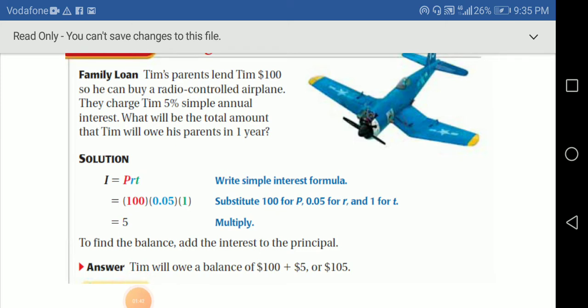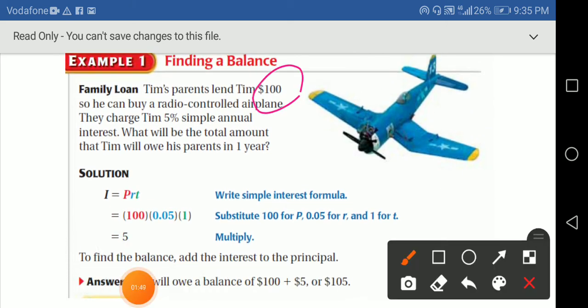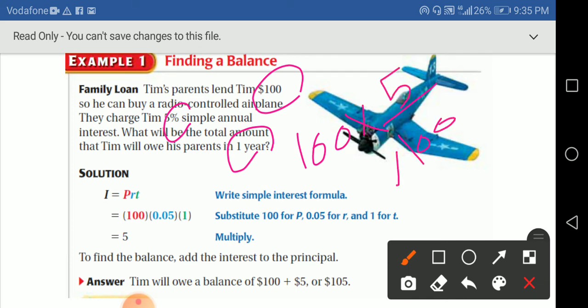So the interest equals principal times rate times time. Where is the principal? I have $100, so I will multiply $100 by 5% by 1 year. So I have $100 times 5%. Percent means per 100. And times 1 year. This means that I will move 2 decimal places. So we got 0.05.